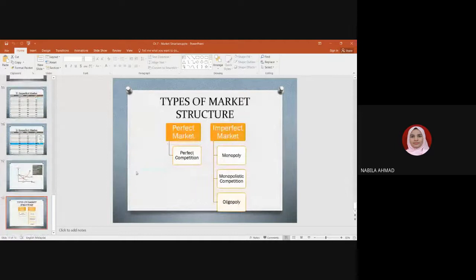Okay. Alright, so types of market structure, types of firm ada dua. Perfect market dengan imperfect market. So dalam perfect market, kita ada perfect competition. Dalam imperfect market, kita ada monopoly, monopolistic competition and oligopoly. So basically, 4 jenis firm yang kita akan pelajari. Ya. Satu perfect competition under perfect market. Under imperfect market, kita ada monopoly, monopolistic competition and oligopoly. Right?